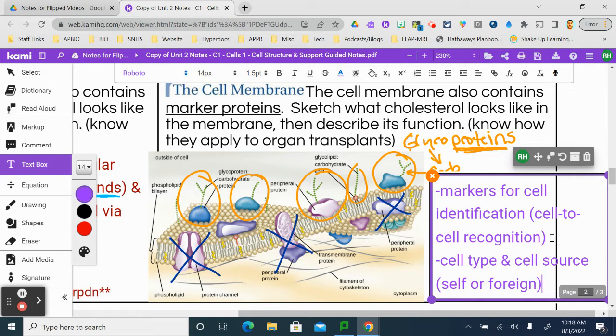Because when the immune system looks at all the different cells in the body, anything that's not supposed to be there, anything that has a different marker protein, is going to be destroyed.